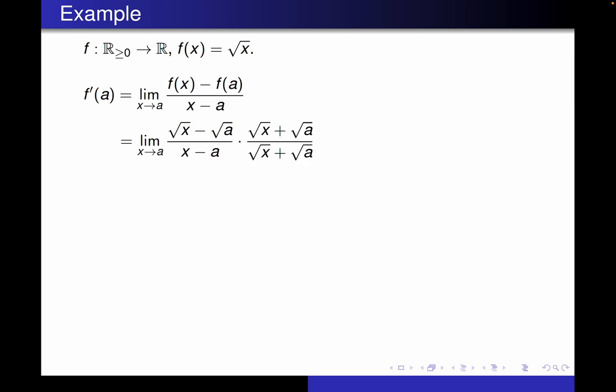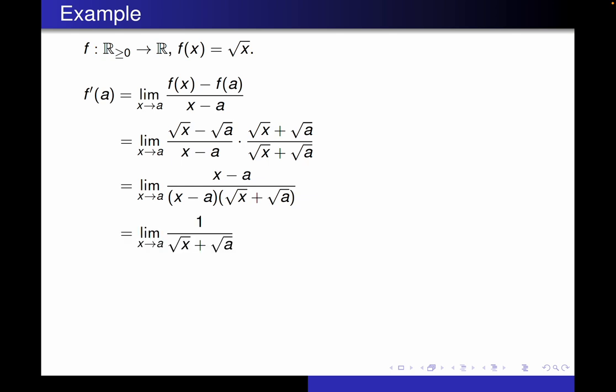So we're going to do that by multiplying top and bottom by the conjugate. When we multiply that out, we get x minus a on the top. And then on the bottom, if we keep that factored out, we get x minus a times square root of x plus square root of a. And now we have a factor of x minus a on the top and bottom. We can cancel those out. And we end up with the limit as x approaches a of 1 over square root of x plus square root of a.